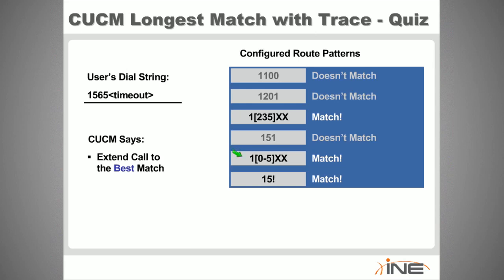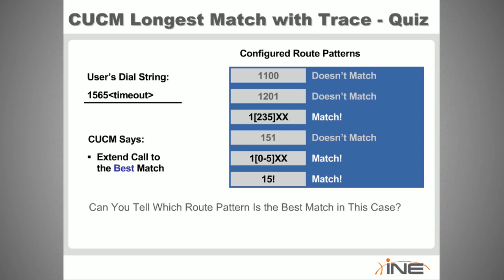Okay? However, if they didn't, and in this case they didn't have urgent priority checked, then there is still another potential. It's already a match, and it's a potential match for more digits. So we have to wait for something to occur. In this case, either a star or hash, something that this exclamation doesn't match, or simply an interdigit timeout. So now CUCM says extend the call to the best match. My question to you is, which route pattern of these three that currently match, which one is the best?